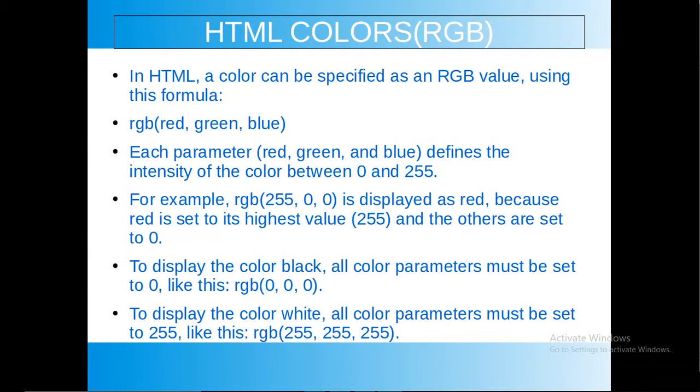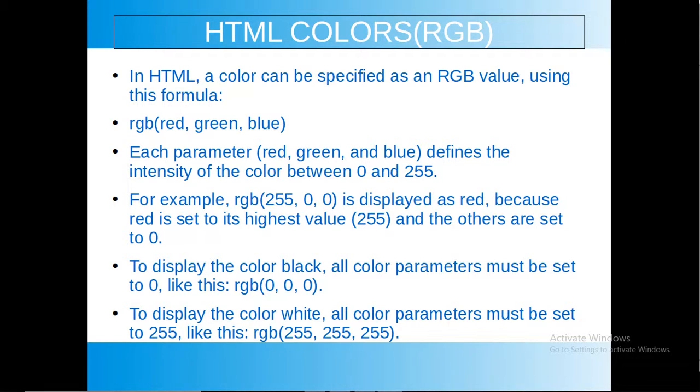So in HTML, a color can be specified as an RGB value using the given formula, where RGB stands for red, green and blue, and you can mention different parameters which define the intensity of the color. Note that when I say the intensity of the color, it means the brightness of the color. For example, if the color is at its full intensity, it means there is no mixture of black and white in it, the color is pure in its form.